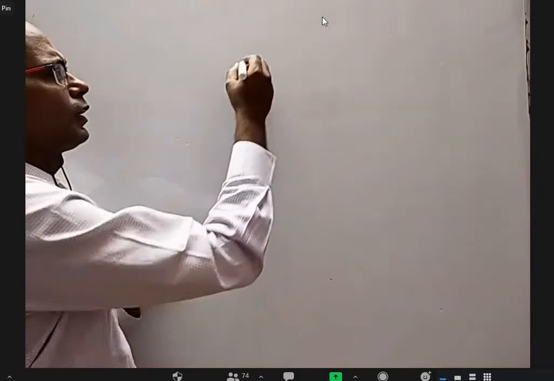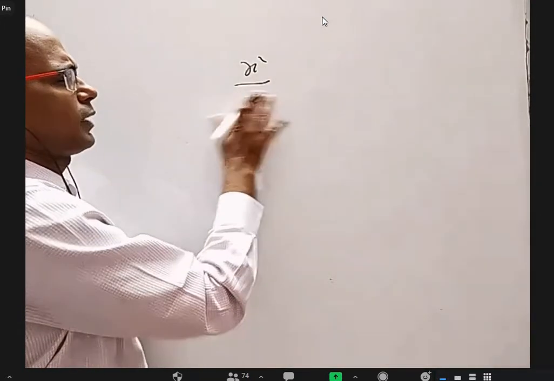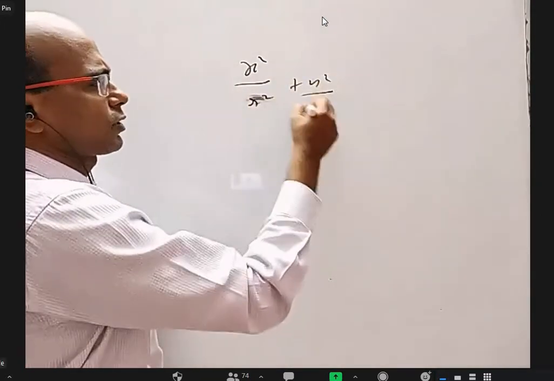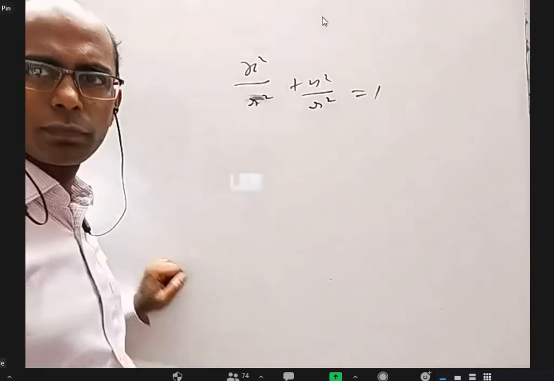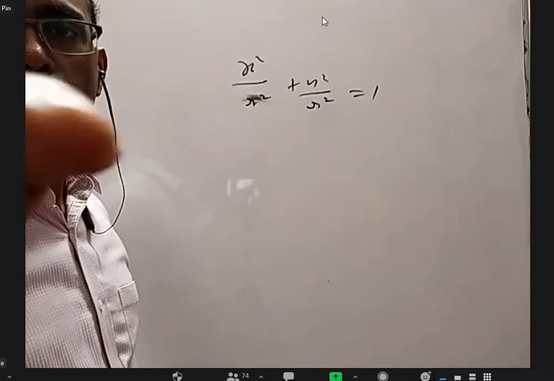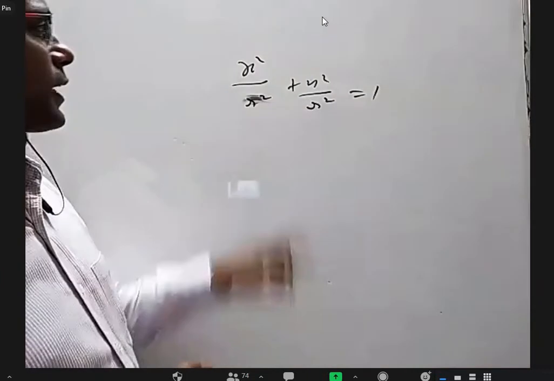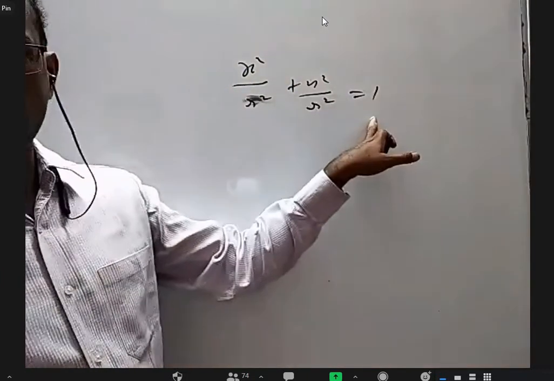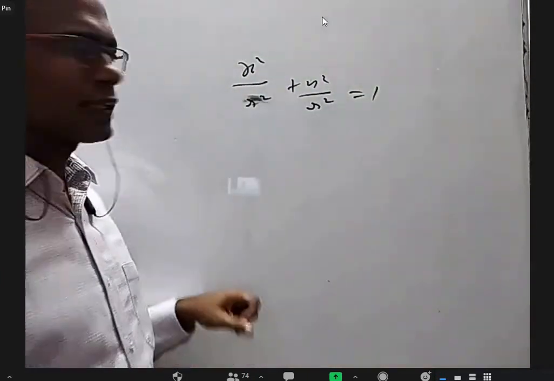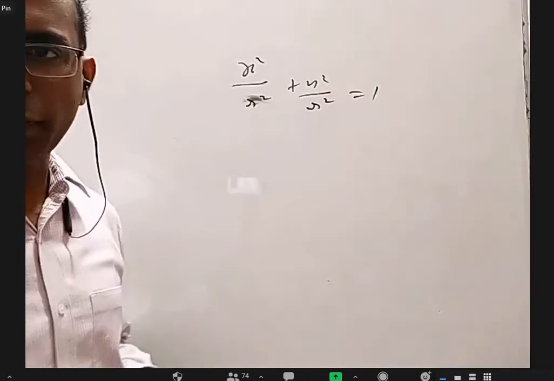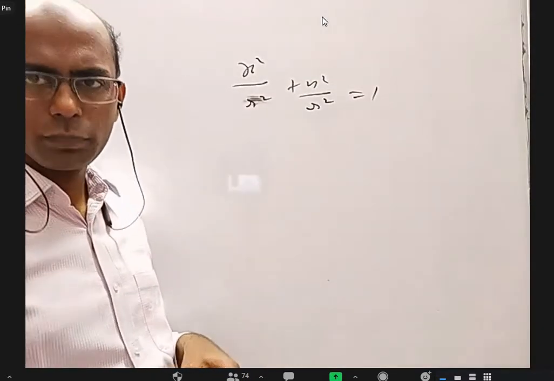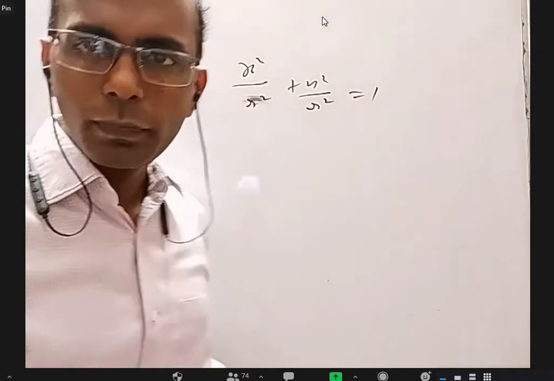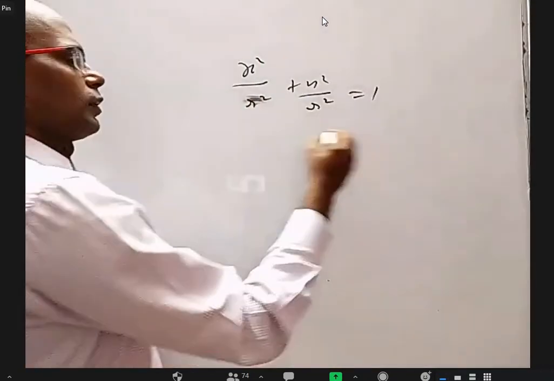What is that? If I take x square by r square plus y square by r square equal to 1, what is the general point on this circle in terms of parametric form? R cos theta, comma, r sin theta. Yeah.